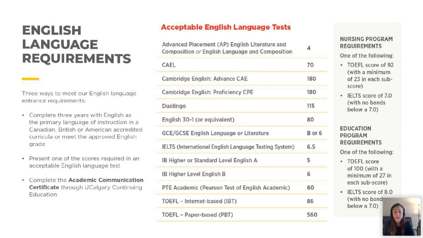The second way to meet this requirement, and this is probably the most common way that students in the Middle East will meet this, is to present one of the approved English language tests. So something like an IELTS or a TOEFL. Duolingo is also acceptable. For IELTS, we're looking for an overall score of 6.5. For TOEFL, we're looking for an overall score of 86. And for Duolingo, we're looking for an overall score of 115.